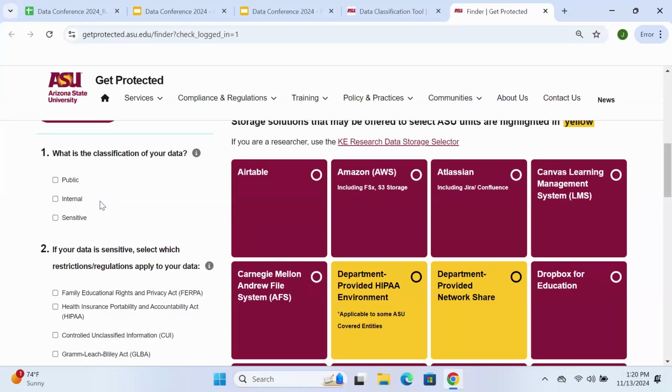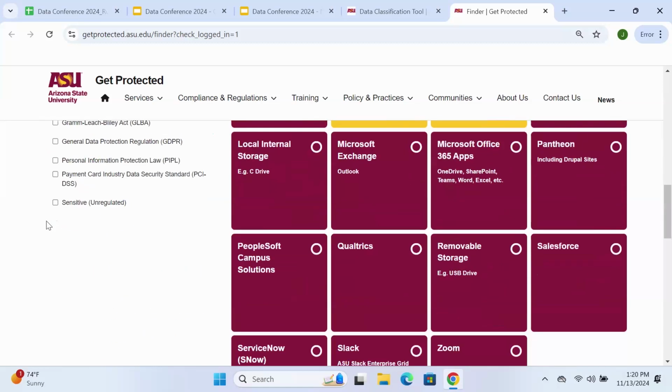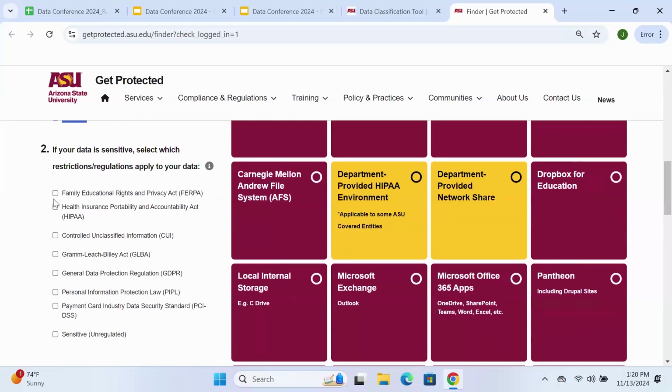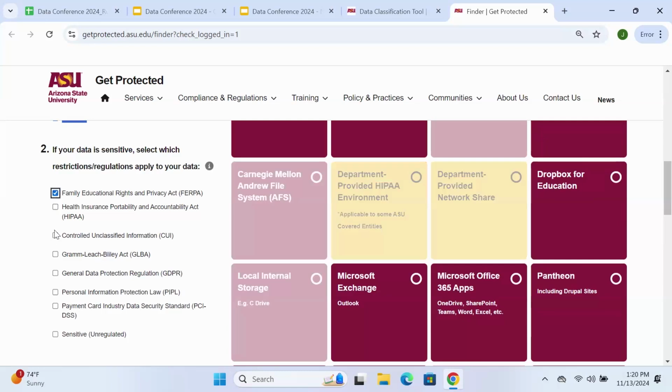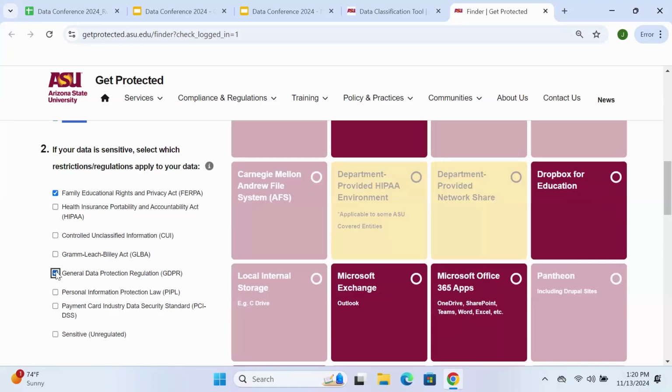So we'll keep going with Ben's example. We have sensitive information, and then we have FERPA and GDPR.